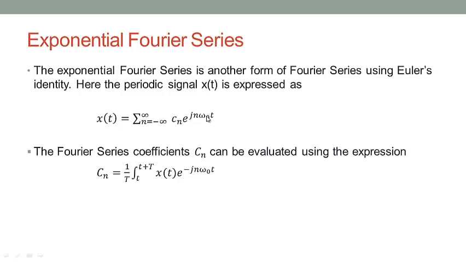And how will you find out the coefficient cn? Cn will be given by 1 by T integral over one period x of t into e power minus j n omega naught t dt. And then C naught will be given by 1 by T integral over one period x of t dt. Here dt was missing, sorry.